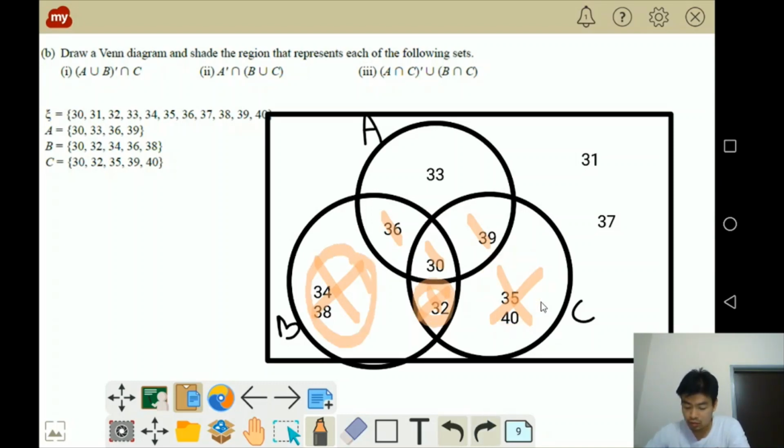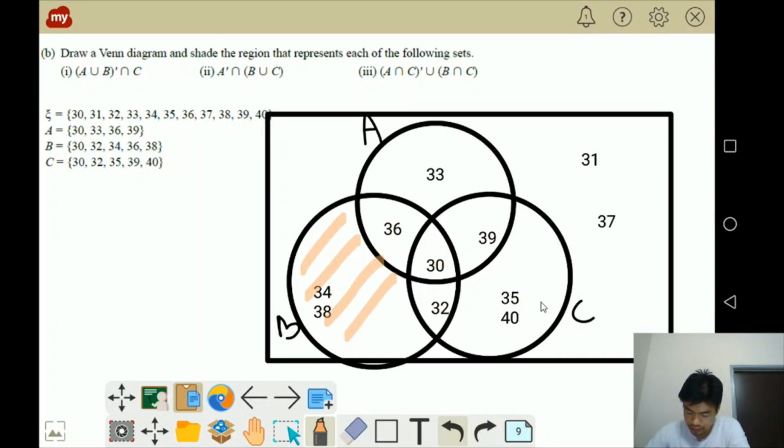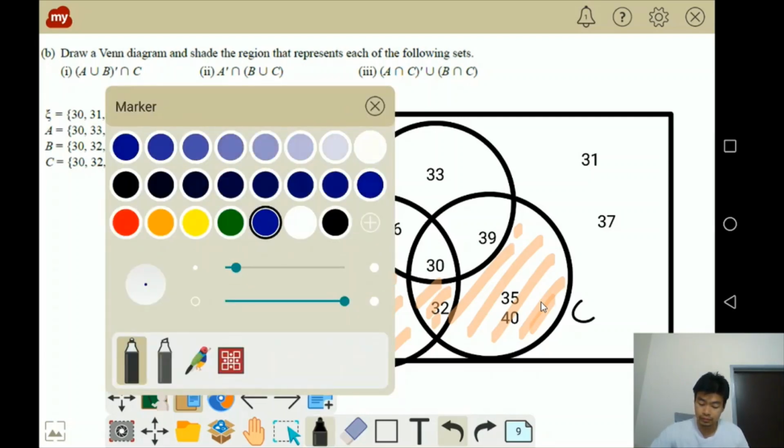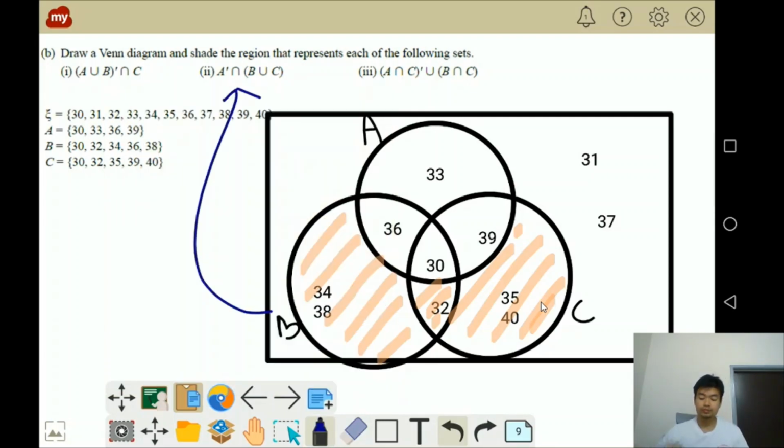Okay, so let me undo it. Here, this is your answer. This area, and this area. Right? So this is the answer for B2. Alright? Okay, B3.